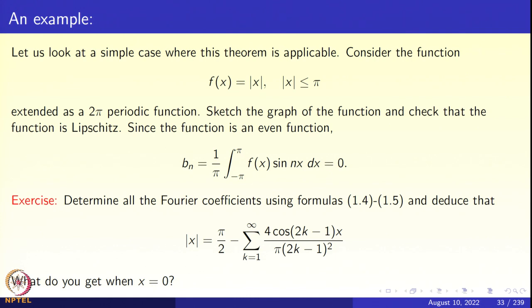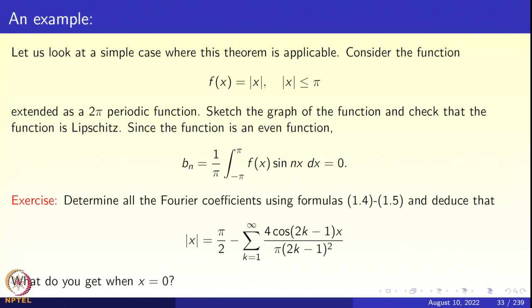Now, from the graph, it is very clear that the function is continuous. In fact, it is Lipschitz continuous. So, it is even better than Holder continuity. Good. Now, we know that the function f of x equal to mod x is an even function. It's a nice even function, and the extension is also an even function.